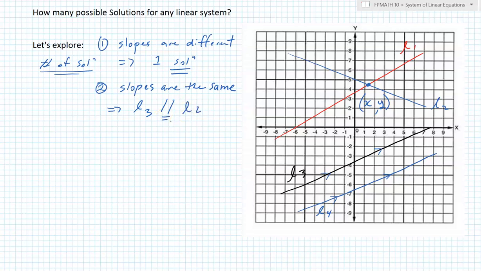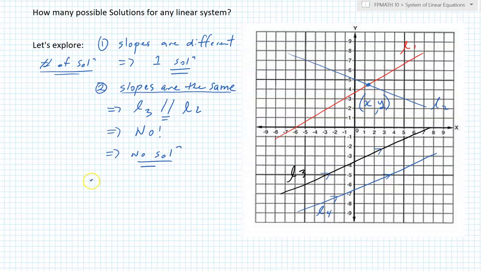And so here's a question. Do they intersect? No, they do not intersect. There are no solutions. So no solution. When they are parallel, that means they have the same slope. So same slope, no solution to the system.